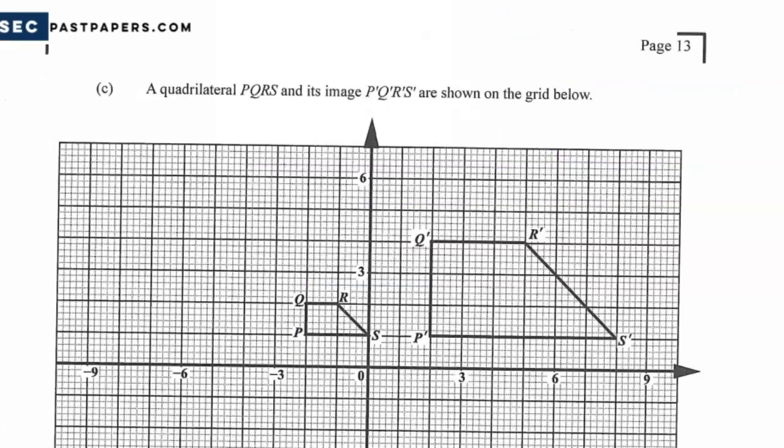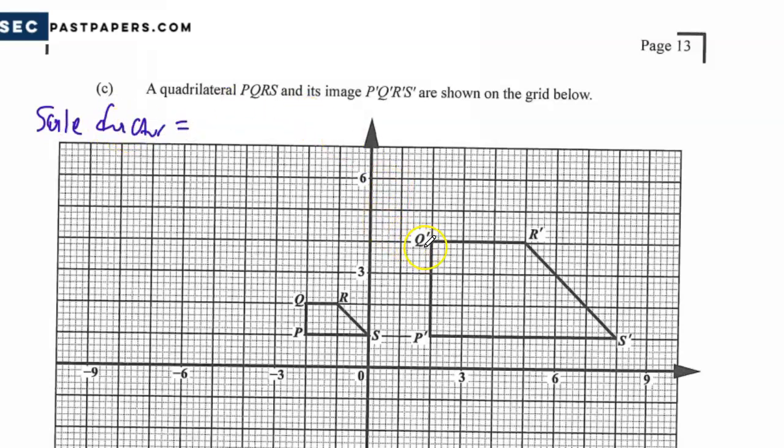Next, we have a transformation problem. So we have an original triangle here, PQRS, and the image is larger, so it's obviously an enlargement. And we're asked to find the center of the enlargement and the scale factor of the enlargement. Let me find the scale factor first. So the scale factor of the enlargement, which we refer to as K.